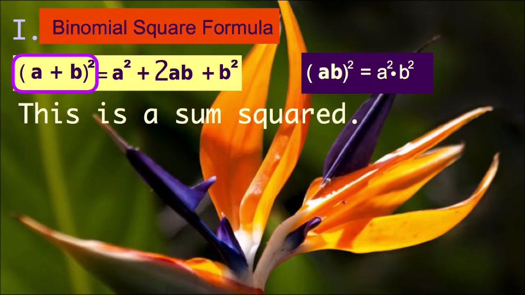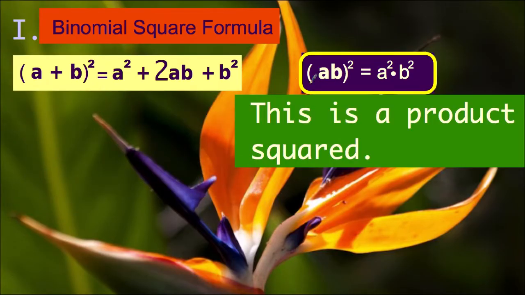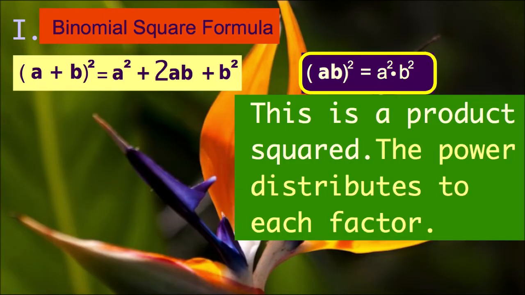This is a sum squared. The power does not distribute to the terms like it would, as we see here on the right side, in a product squared. This is the product squared, and the power distributes to each factor.